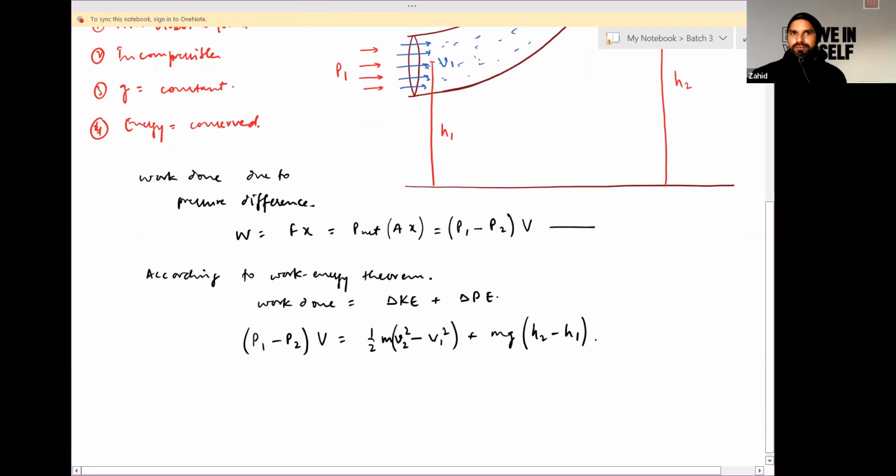Since you have to move this liquid from the lower end of the tube to some upper end, there should be some external agency to cause this particular flow. So here we have an external pressure difference at these two ends, which will be capable of doing some work to move this liquid from the lower end to the other end. So I've just defined work done due to pressure difference.